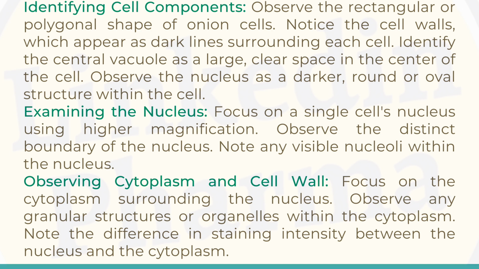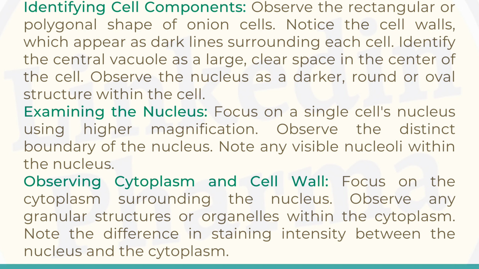Identifying cell components, observe the rectangular or polygonal shape of onion cells. Notice the cell walls, which appear as dark lines surrounding each cell. Identify the central vacuole as a large, clear space in the center of the cell. Observe the nucleus as a darker, rounder oval structure within the cell. Examining the nucleus, focus on a single cell's nucleus using higher magnification. Observe the distinct boundary of the nucleus. Note any visible nucleoli within the nucleus.